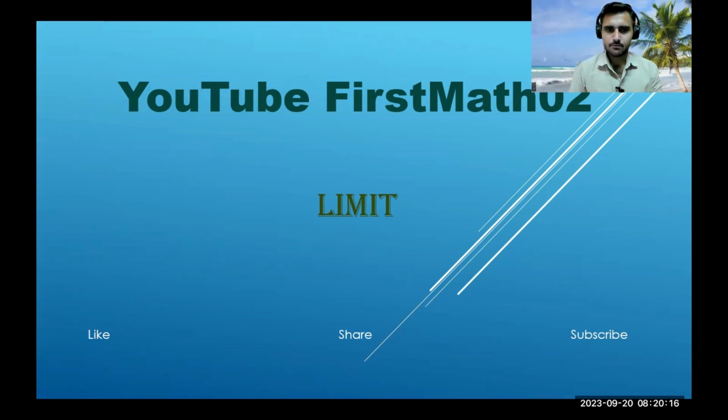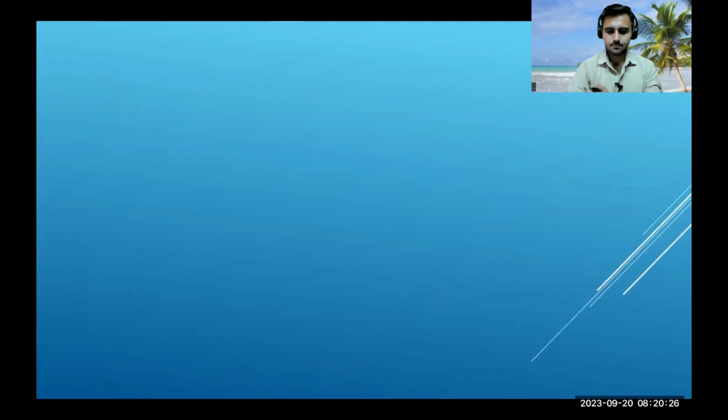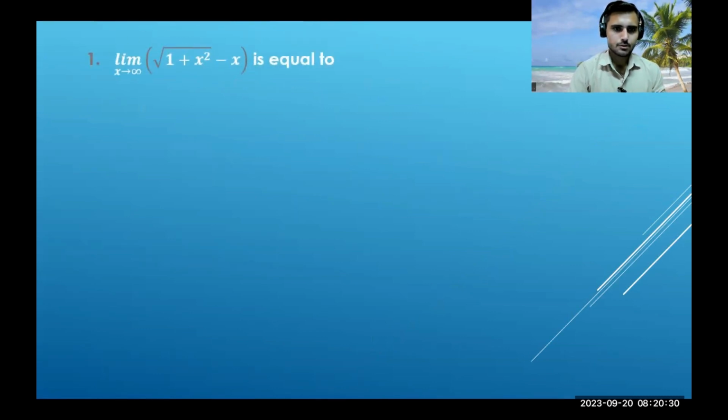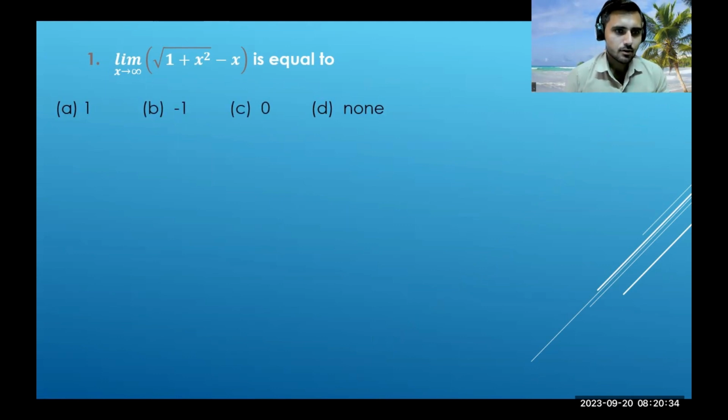So today we study limits, 11th class topic, and we'll solve some questions from limits. Let's have the first question: limit x tends to infinity, square root of 1 plus x square minus x.